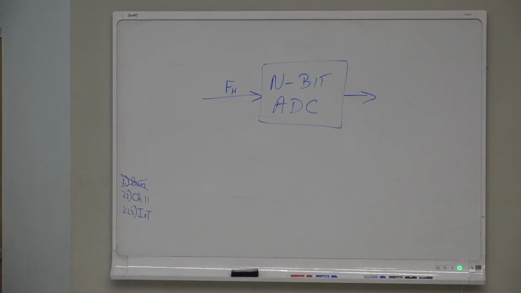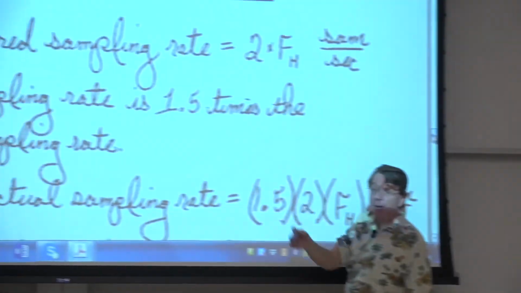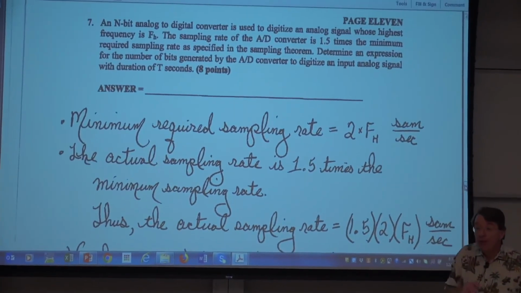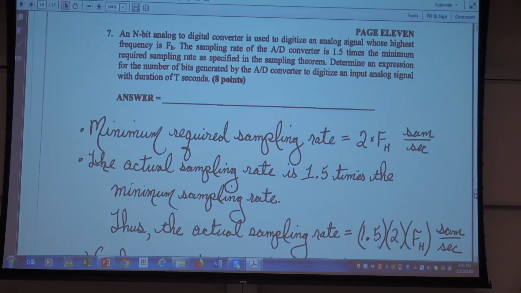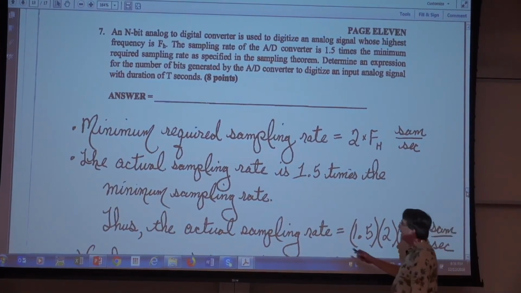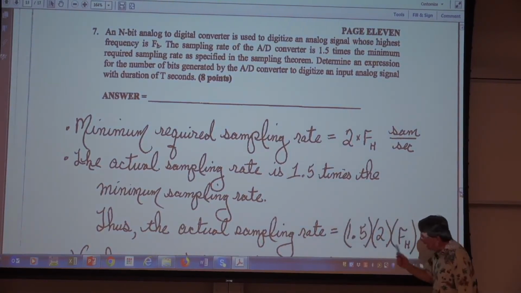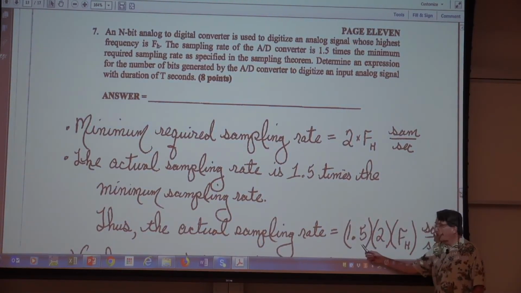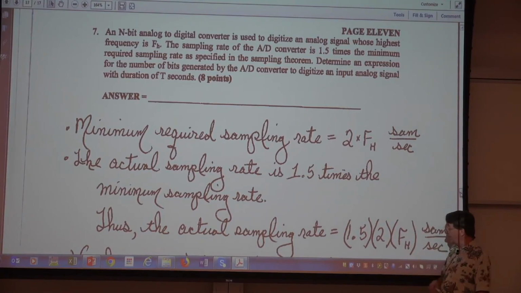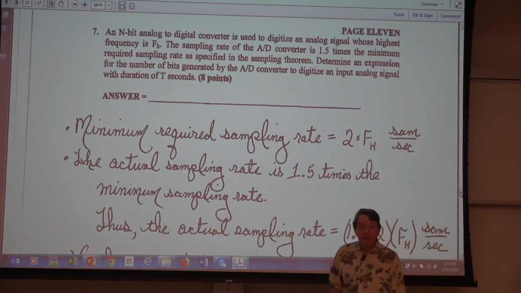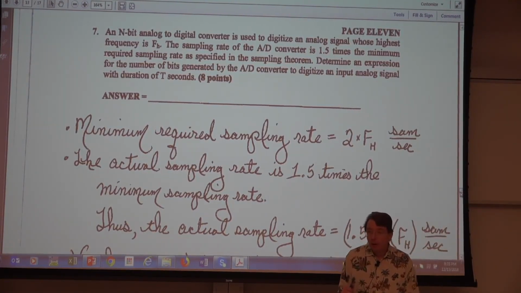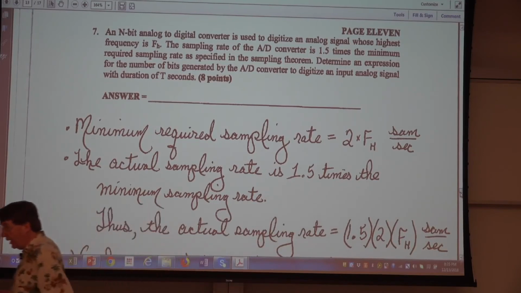So the absolute minimum sampling rate, as pointed out here on the screen, is 2 times F sub H. However, we oversample. That means we take more than the minimum. And the problem says we sample at 1.5 times the minimum. So the actual sampling rate is 1.5 times 2 times F sub H. That gives me the number of samples per second. How am I doing?